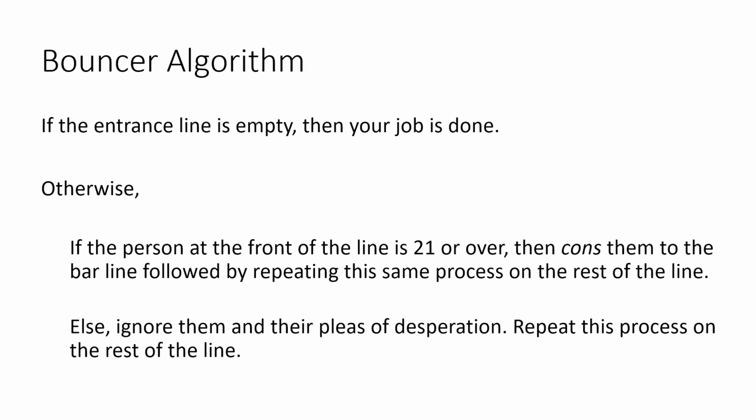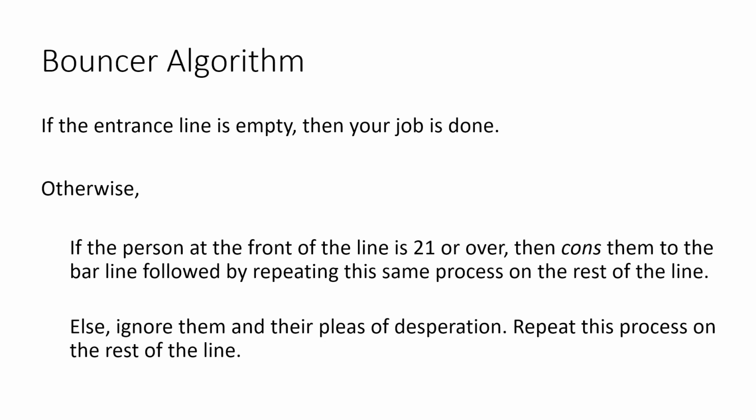Well, we can imagine an algorithm that looks something like this. If the entrance to the line is empty, your job is done, right? If there's no one waiting in line, there's no work for you to do. You can chill, your job is done. Otherwise, if there is a line, focus your efforts entirely on the person at the front of the line. And if they are 21 or over, then you can cons them to the bar line, going up the escalator into Top Lenore, right? And then repeat the same process on the rest of the line.